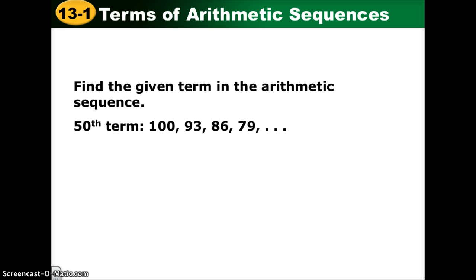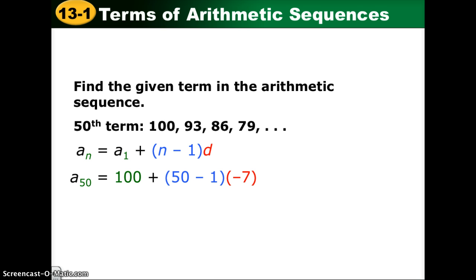Now if we want the 50th term, and this is arithmetic, so we know to use this formula: a sub 50 equals 100 because 100 is the first term. 50 is the nth term, or n, minus 1, times negative 7. And it's a negative because we are decreasing. So we take 50 minus 1 times negative 7 plus 100 and get negative 243 for our 50th term.